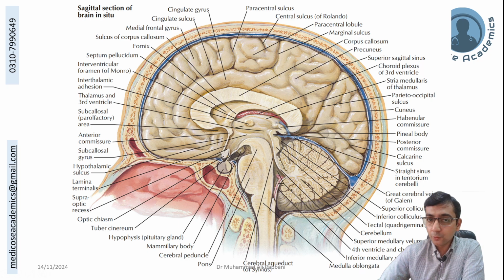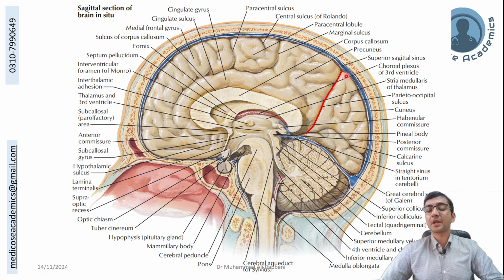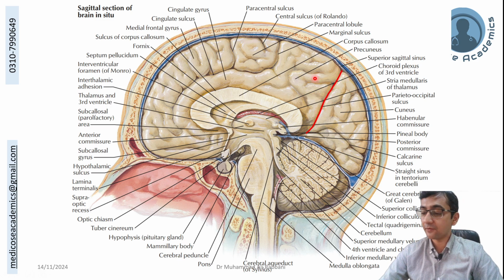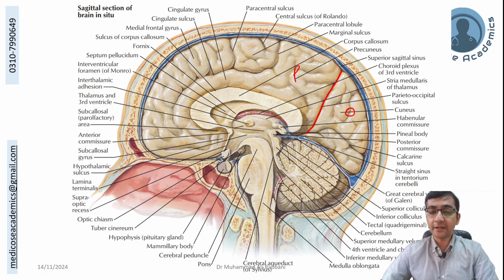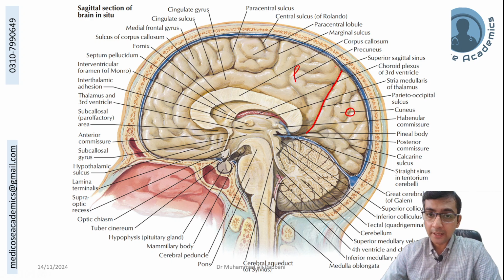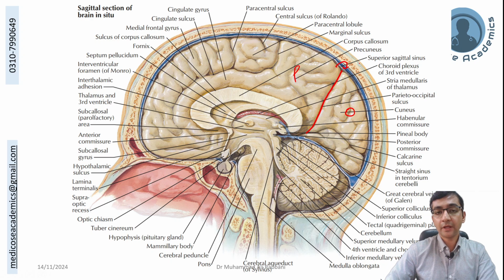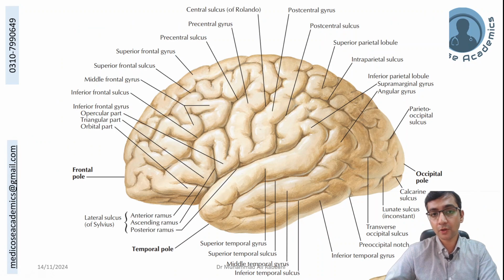Now, two very important, very prominent sulci are shown right here. These are the parieto-occipital sulcus, and this is the calcarine sulcus. Let us discuss the parieto-occipital sulcus first. It runs from a few centimeters anterior to the occipital pole and downwards, and it divides the parietal lobe from the occipital lobe. The division here is very prominent, and this is the one that goes on the lateral aspect, and you saw it right here.